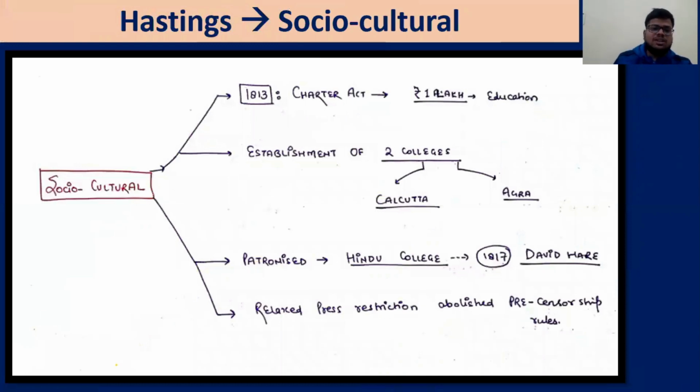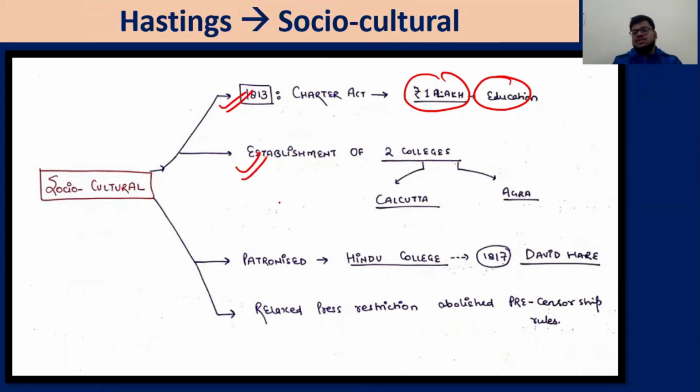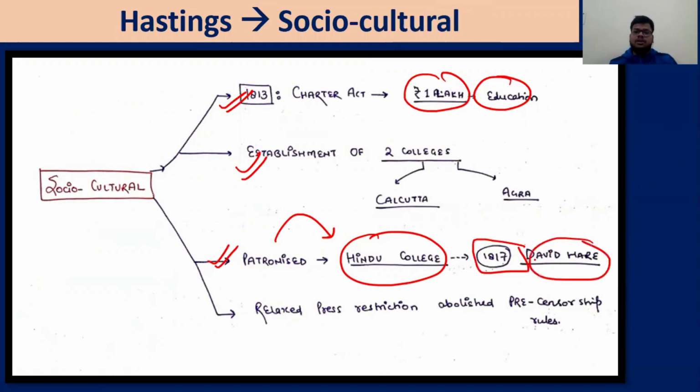Now the socio-cultural things. For example, the Charter Act, which gave 1 lakh for education, was in the times of Lord Hastings. Then the establishment of two colleges in Calcutta and Agra. He patronized the Hindu College. In fact, he was the patron-in-chief of the Hindu College set up in 1817 by David Hare. A very important fact that you need to remember. We will discuss it again. But remember, the Hindu College was established in 1817 by David Hare.